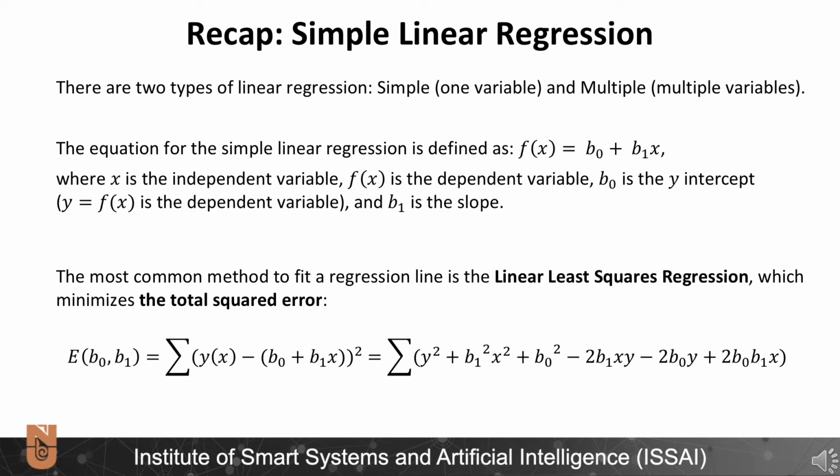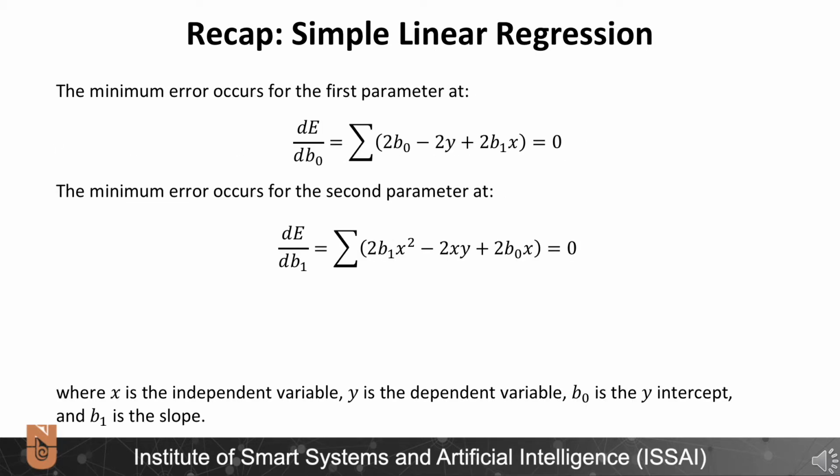The most common method to fit a regression line is the linear least squares regression, which minimizes the total squared error, which is shown on the slide. The minimum error occurs for the first parameter when the summation of 2b0 minus 2y plus 2b1x is equal to 0. The minimum error for the second parameter occurs when the summation of 2b1 x squared minus 2xy plus 2b0 x is equal to 0.